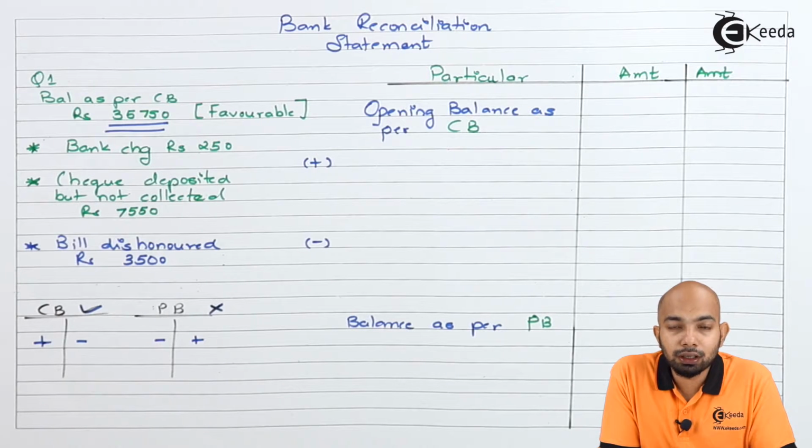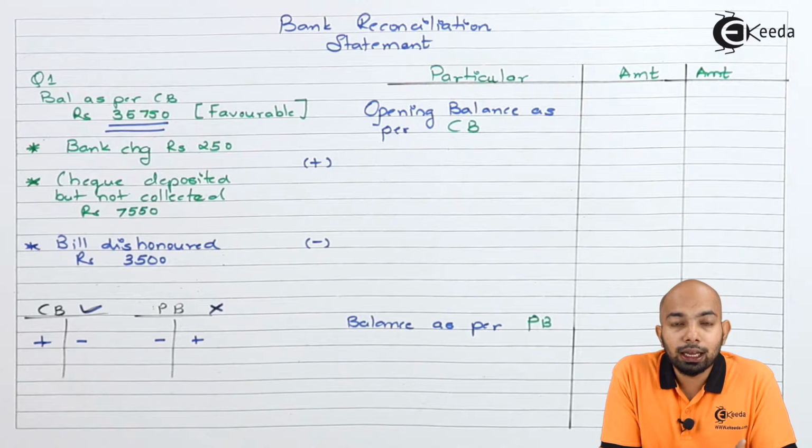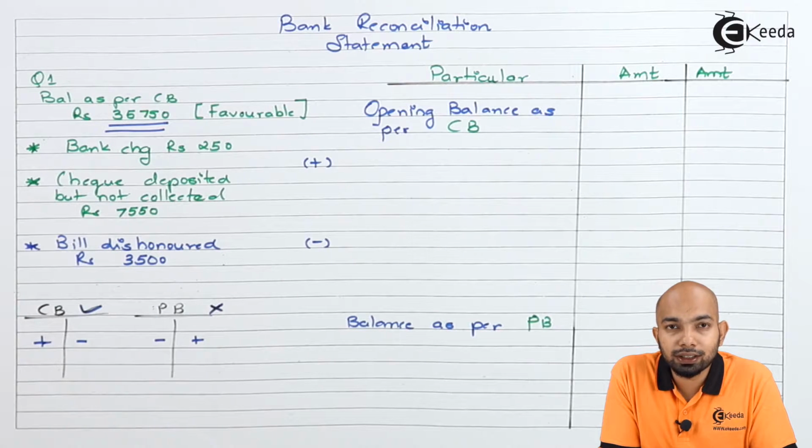Both the sides are similar, so debit side of cash book is always equivalent to the credit side of the passbook, and vice versa, credit side of the cash book is always equivalent to the debit side of the passbook. So this is how we'll be solving the transactions. Let's go ahead and do the formatting of this specific situation.